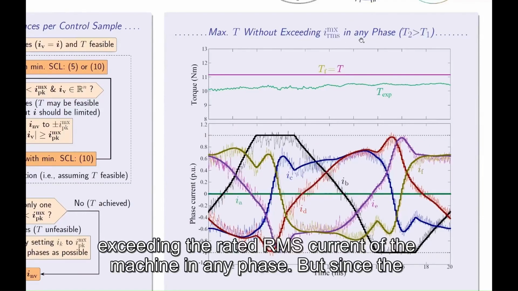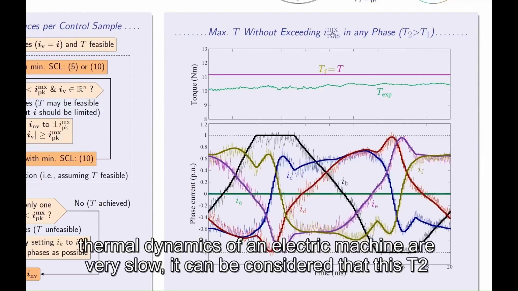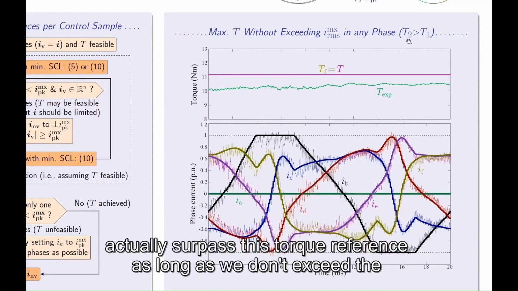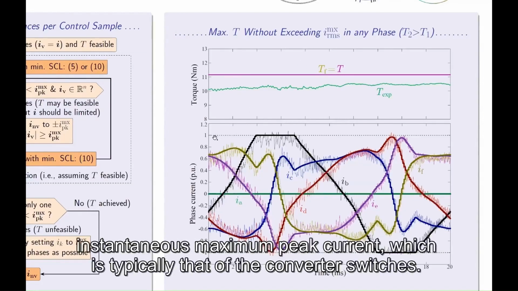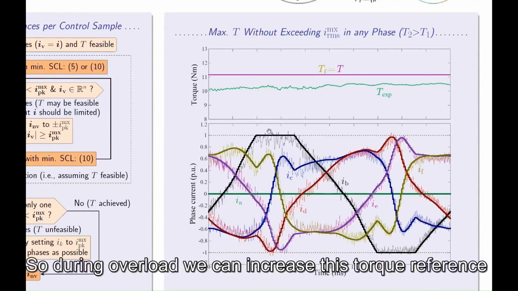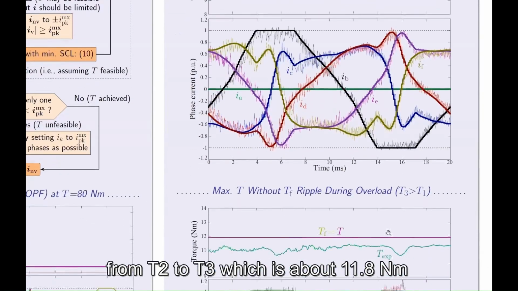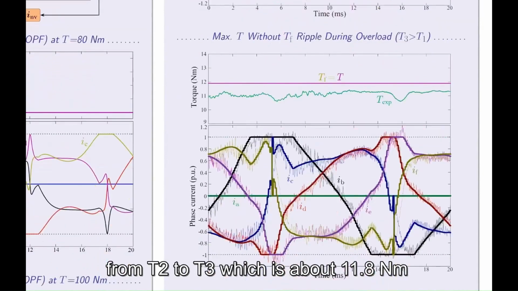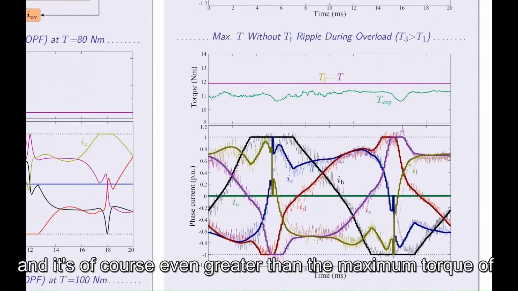But since the thermal dynamics of an electric machine are very slow, it can be considered that this T2 torque is only the maximum at steady state, because during transients we can actually surpass this torque reference as long as we don't exceed the instantaneous maximum peak current, which is typically that of the converter switches. So during overload, we can increase this torque reference from T2 to T3, which is about 11.8 Newton meters, and is of course even greater than the maximum torque of the conventional method.